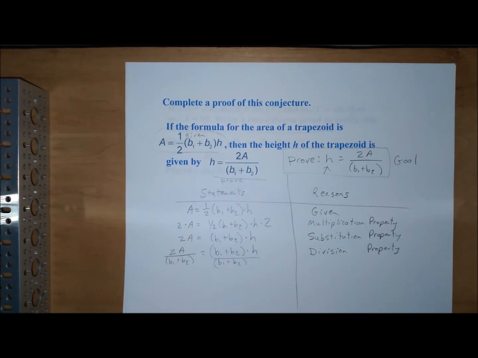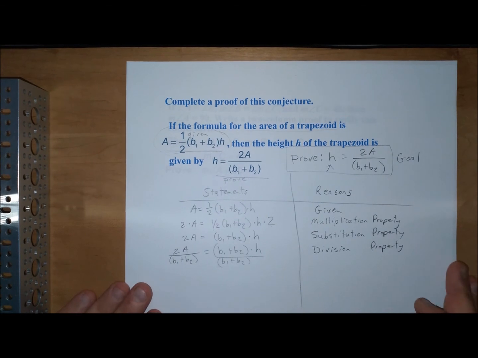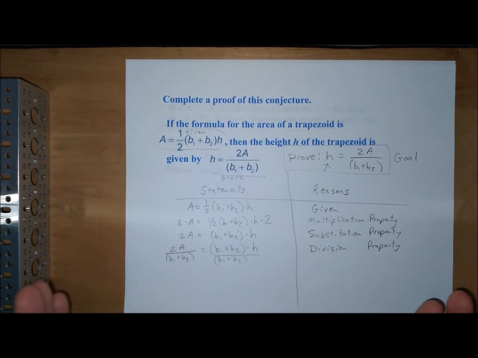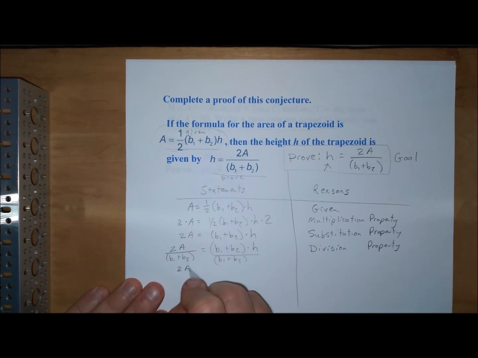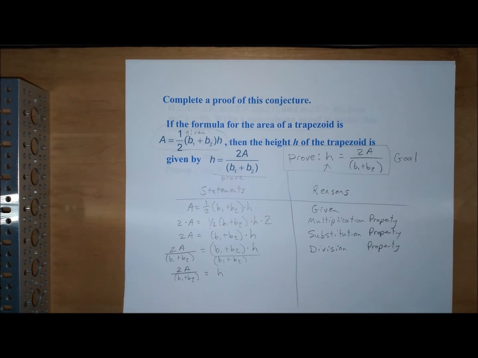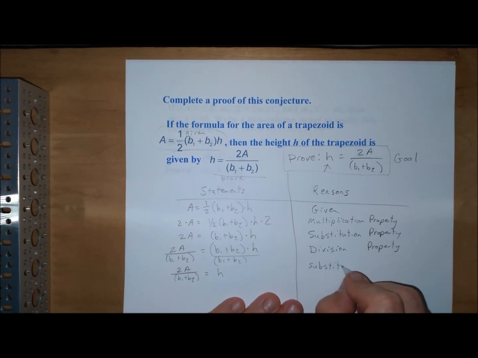Okay, and I recognize that B1 plus B2 divided by B1 plus B2 just equals 1, right? So I'm going to rewrite this as 2 times the area over the sum of the bases equals, since that equals 1, I'm just going to substitute 1 in for it. I get H. Okay, I used a substitution.